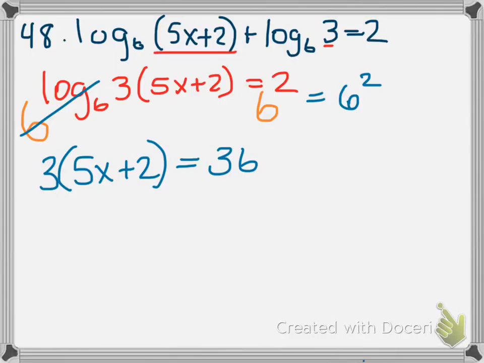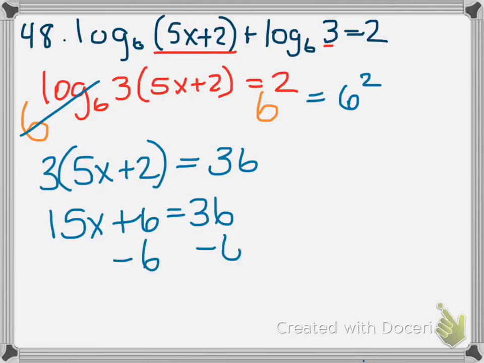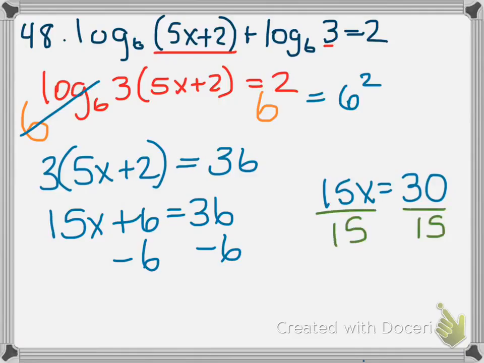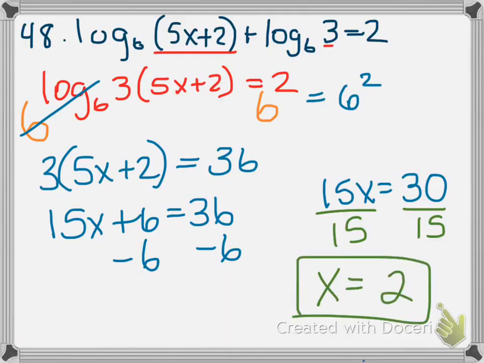Okay, so the first thing I'm going to do, I could distribute the 3. So I get 15x plus 6. You could have also divided by the 3 there and gotten rid of it altogether. Okay, so now I'm going to solve for x, subtract 6, which gives me 15x equals 30. And the last step is to divide by the 15. And you're going to see we're going to get a nice whole number value. So x is going to equal 2. And that's your final answer on that one.